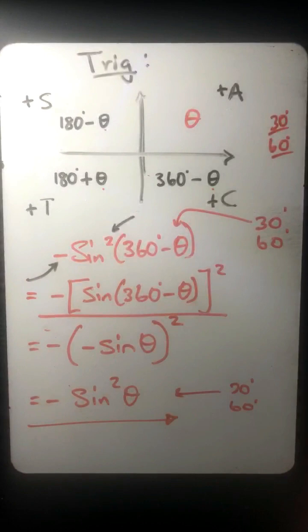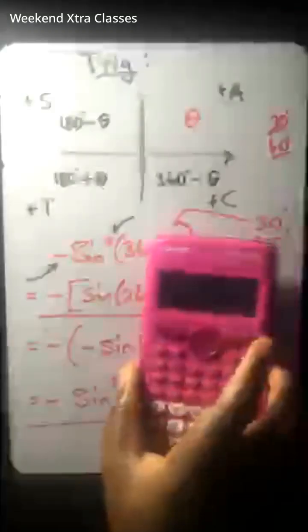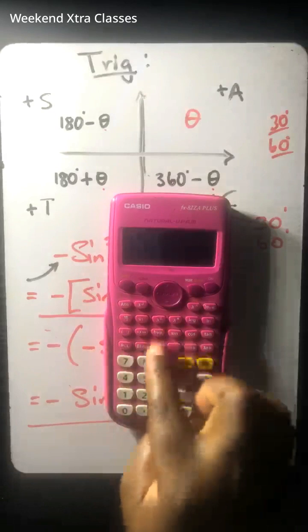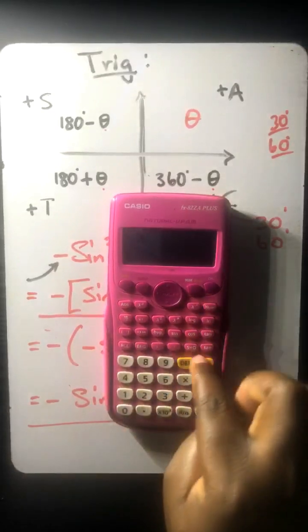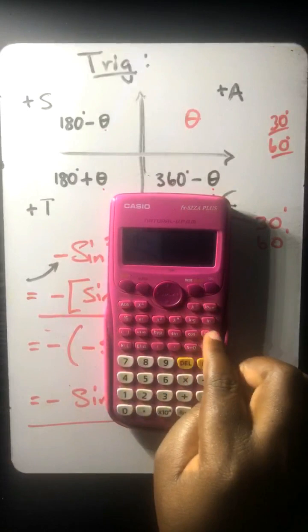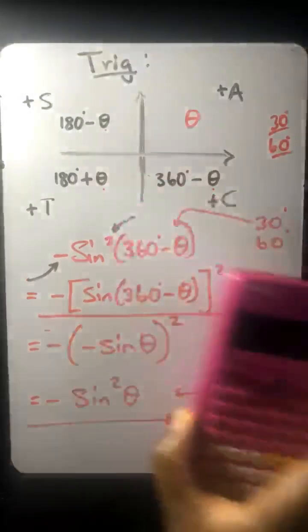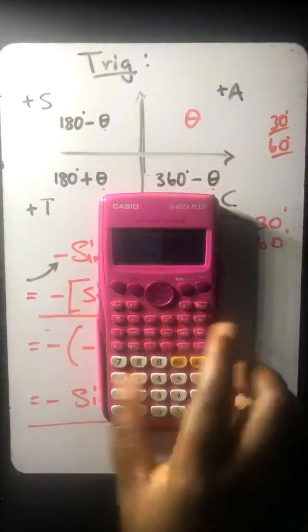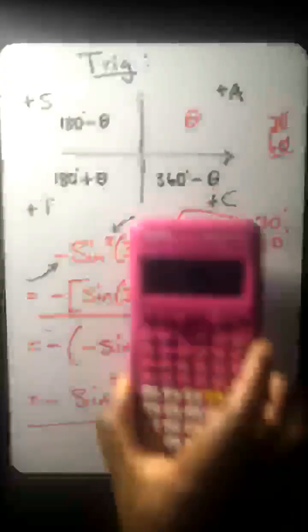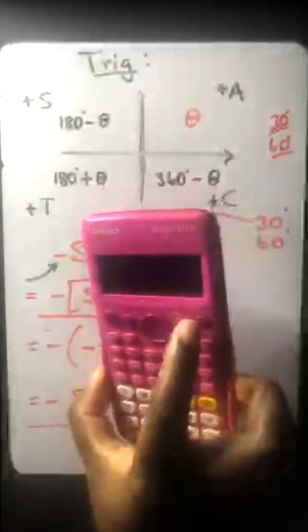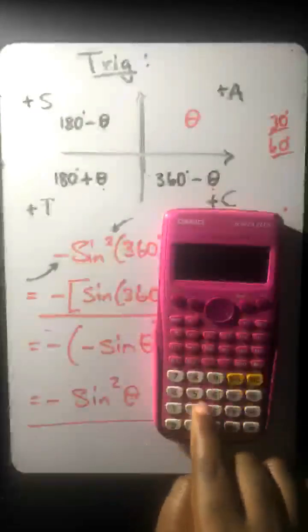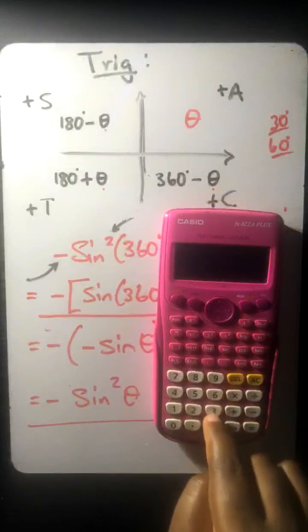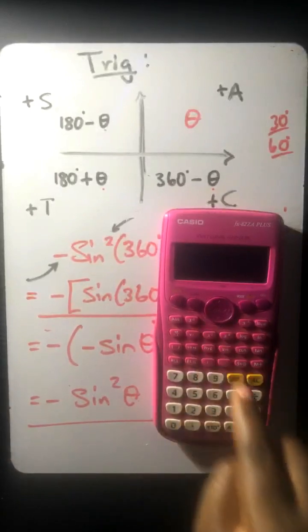So that means you are going to put that negative on the outside and say negative. You open a bracket, you say sine 360. Let me use 30. You close again, then you square it. It's equal to, I'm getting -1/4. Let me try this one. So you're going to say negative, open, sine, I use 30, you close, you square. -1/4.